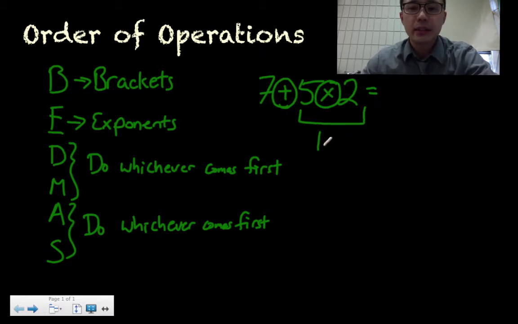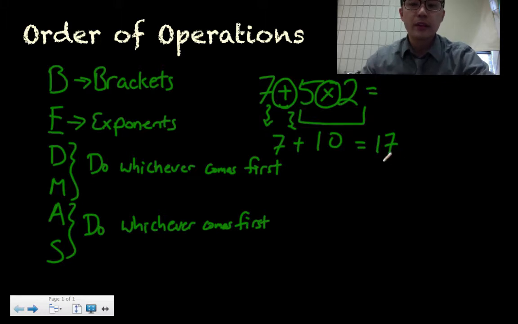So 5 times 2 is 10. And anything you didn't do, you're just going to write underneath. So 7 plus 10 is 17. Well, that's straightforward enough, you only have 2 operations. What about something that's more complicated?